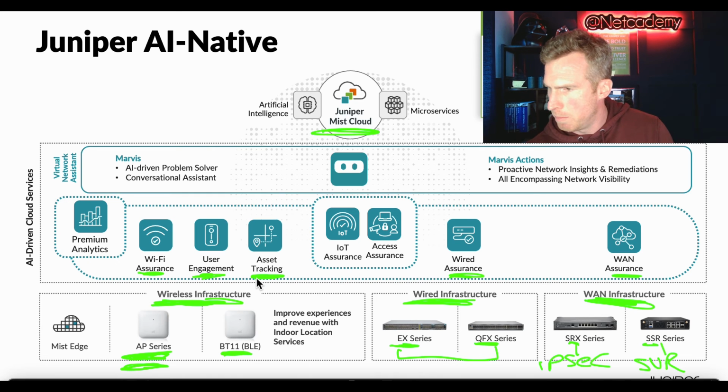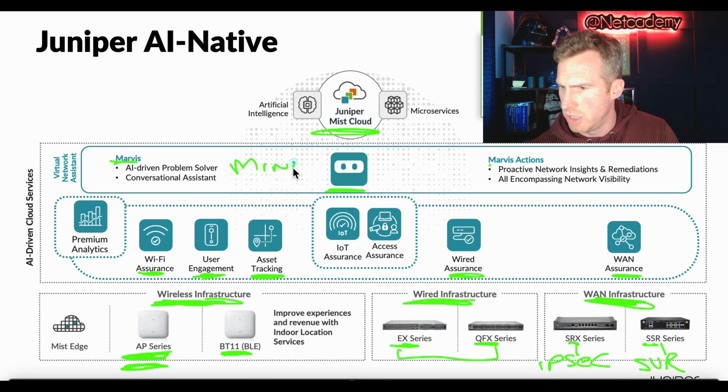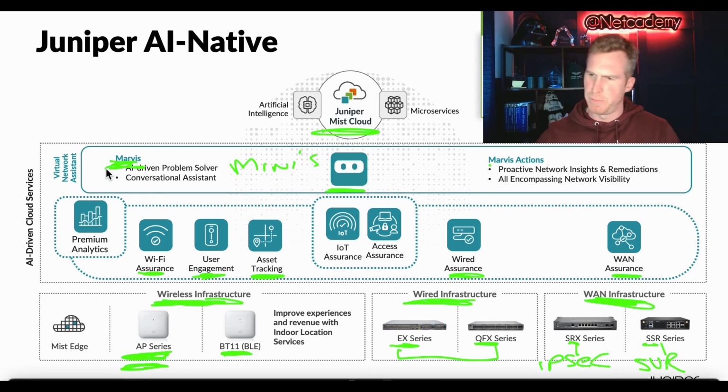And then you've got Marvis up here. Marvis VNA, Marvis Virtual Network Assistant, Marvis Minis as well. It's not on here. It's a new addition to Juniper Networks Marvis feature. This is 100% unique. I promise you this. You will not find anything else like Marvis out there.